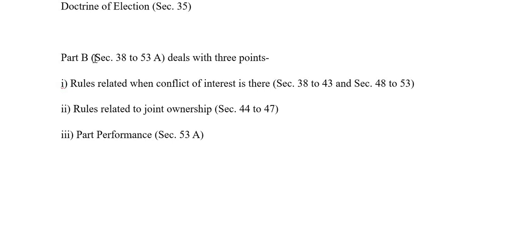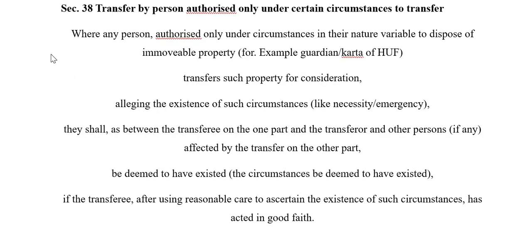Then part B, section 38 to 53A, deals basically with 3 points, that is rules related to conflict of interest, 38 to 43, and then 48 to 53. Then rules related to joint ownership, 44 to 47, and part performance, 53A. In this video we'll deal with section 38.